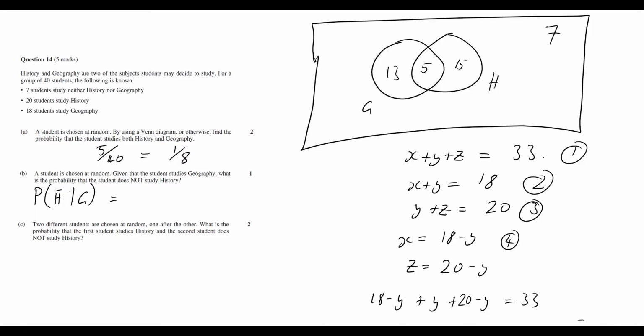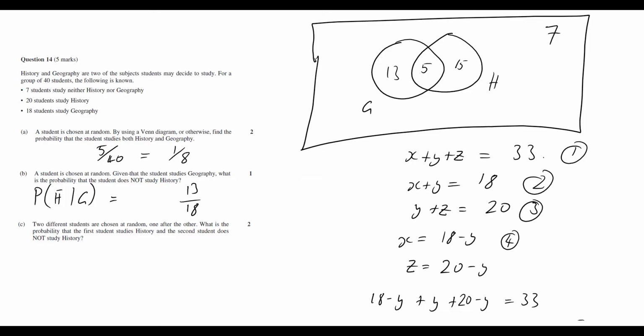Okay, so now let's have a quick look at this. If they study geography, that means that there's a total of 18 people that study geography. So now we're going to be looking at the fraction out of 18 people in total. And now, what portion of those 18 people do not study history? Well, it's just going to be 13 of them, because only 13 out of those 18 people that study geography do not study history. That's part B.